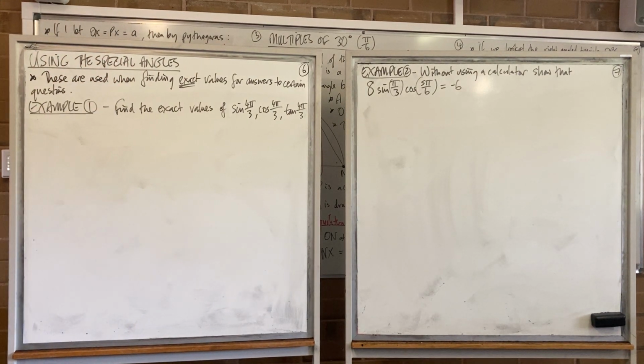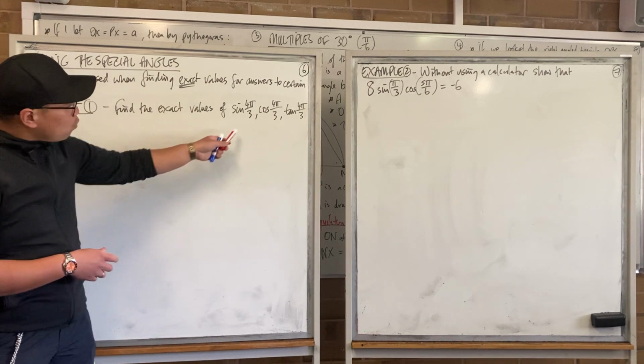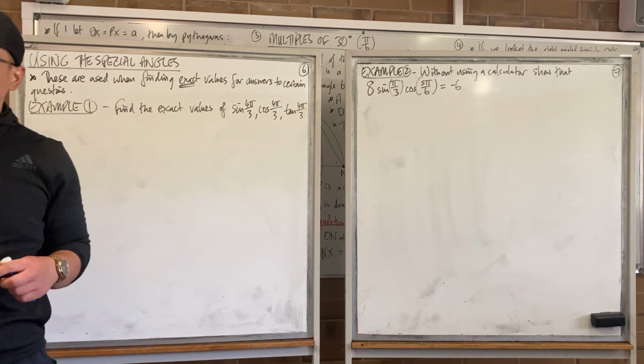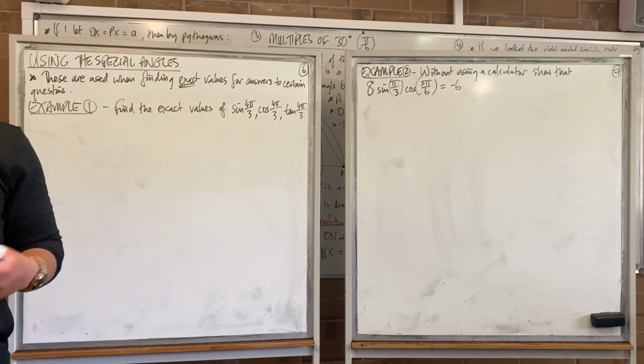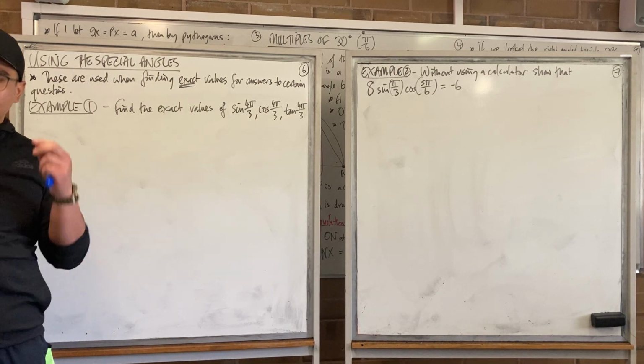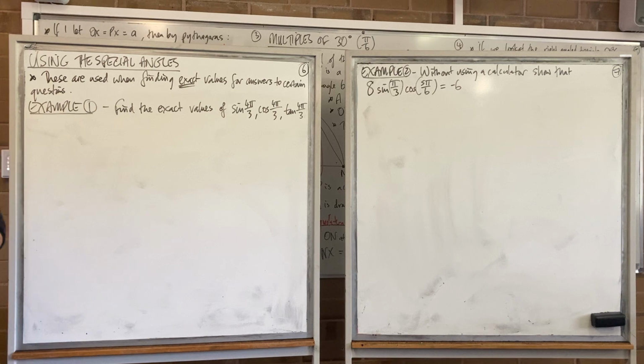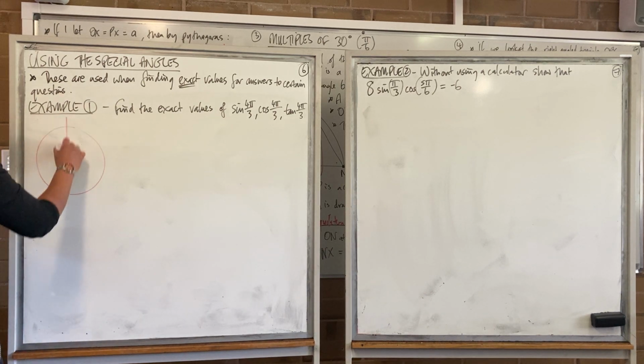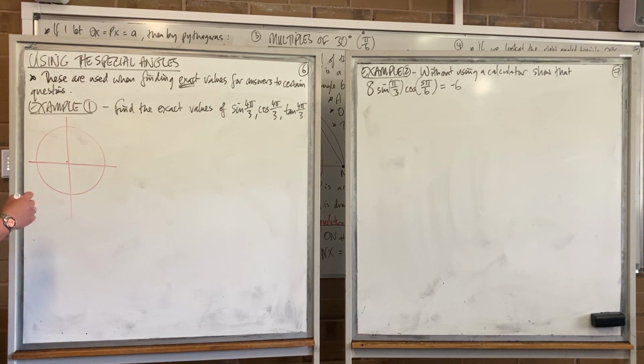So for example, find the exact values of sine 4 pi on 3, cos of 4 pi on 3, tan 4 pi on 3. What is this angle being measured in, radians or degrees? Radians. I highly suggest that when you're dealing with a unit circle, if you're not good at visualizing, draw it real quick. This is the unit circle, 4 pi on 3.